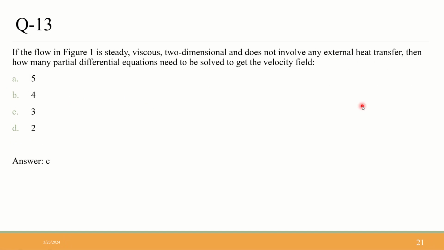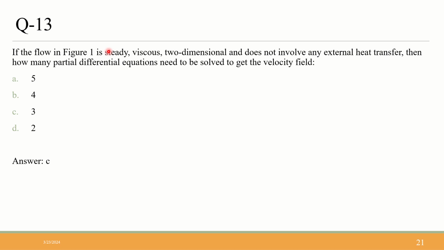We'll now go to question 13. In question 13, it is asked that if the flow in figure 1 is steady, viscous, two-dimensional and does not involve any external heat transfer, then how many partial differential equations do we need to solve to get the velocity field? So figure 1 is that diverging section. The flow is a steady state problem, viscous problem, two-dimensional problem, and does not involve any heat transfer, so we need not solve the energy equation.